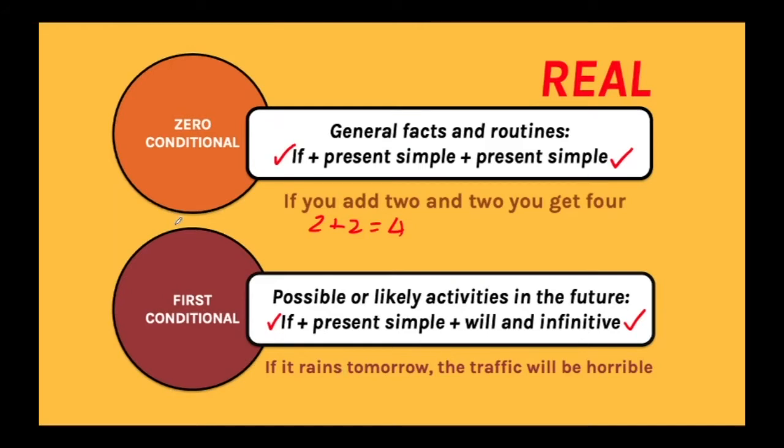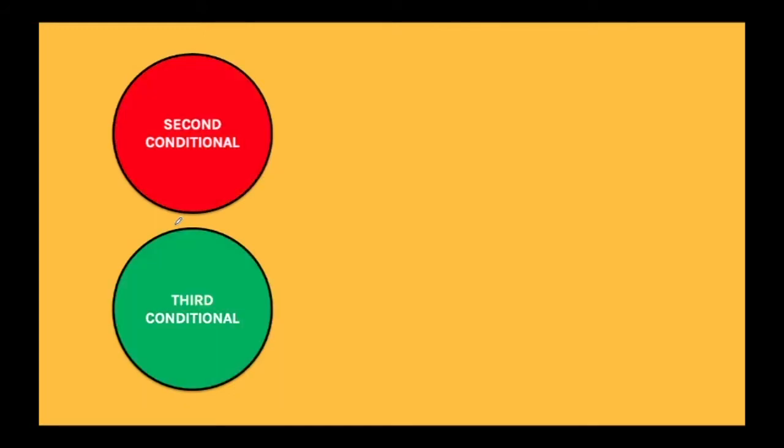So because this is the conditional we use for likely or possible activities in the future, we say that the first conditional is also real. So the 0 conditional is real because we use it to talk about general facts and routines, and we say that the first conditional is real because we use it to talk about possible or likely activities in the future. Now let's see the second conditional and the third conditional.